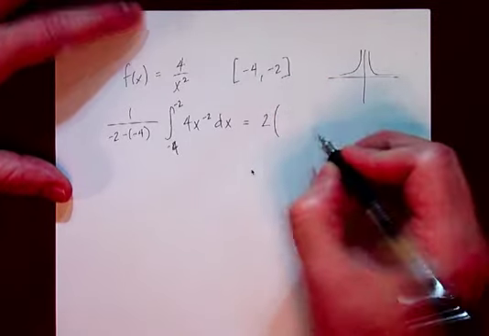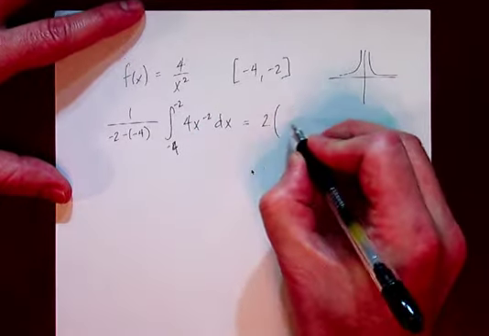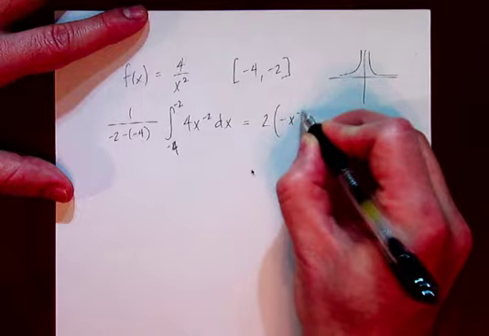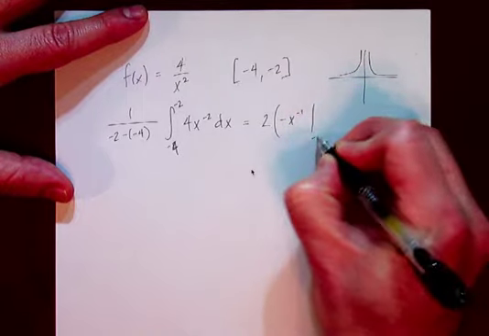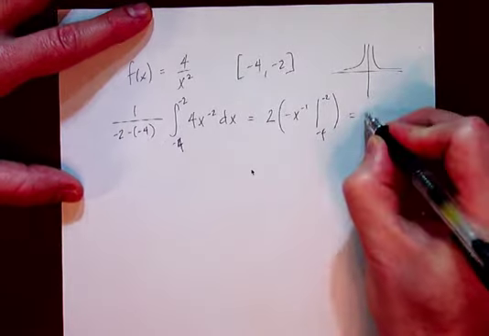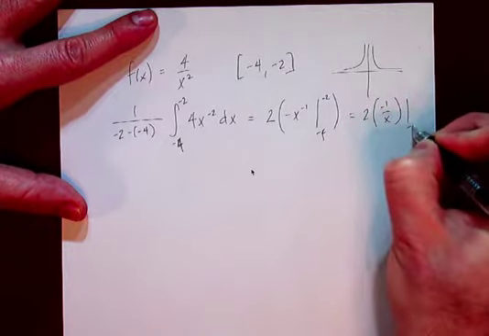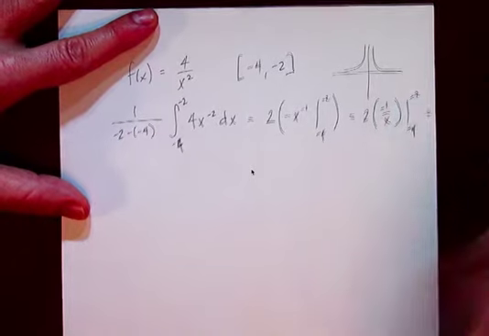And then I'm going to integrate x to the negative 2. X to the negative 2 becomes x to the negative 1 over negative 1, so negative x to the negative 1 from negative 4 to negative 2. Now it's probably a little bit easier to think about it like this, so we'll put it in fractional form.